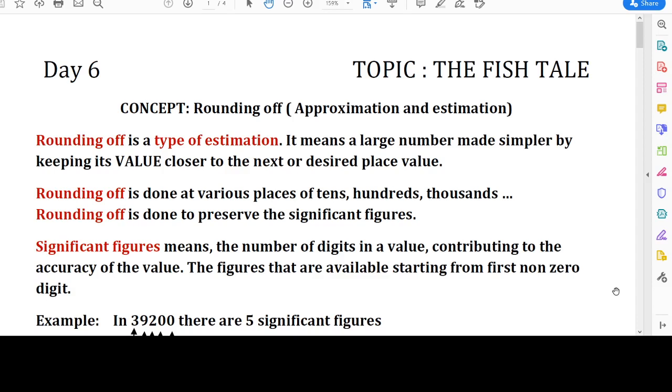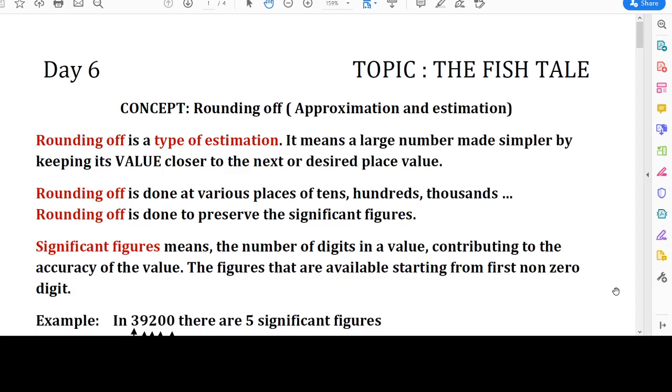Once again, rounding off is a type of estimation. It means a large number made simpler by keeping its value closer to the next or desired place value. Rounding off is done at various places like place value of tens, hundreds, thousands, etc. Rounding off is done to preserve the significant figures.